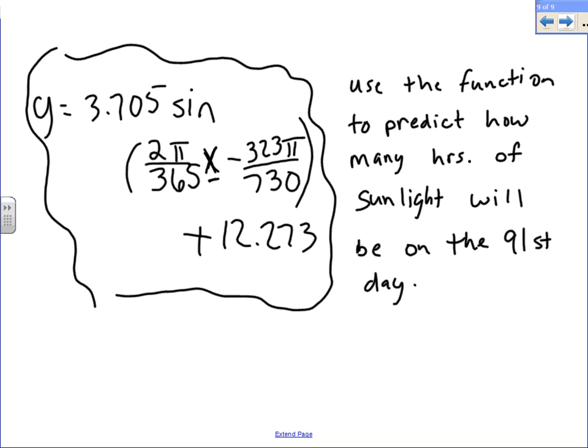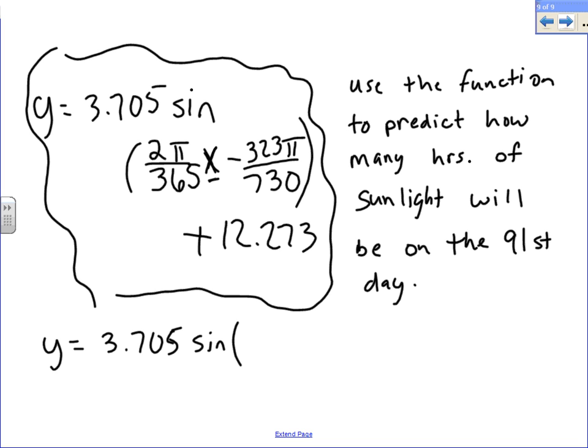Now that's a lot of calculations to do there. So what I'm going to do is rewrite this and put these as decimals, but I'm going to store them on my calculator. This would make it a lot easier for you to do. So I got 3.705 times the sine. Okay, and so now what I'm going to do is 2 pi divided by 365, and it'll be times 91. I'm going to do that all on my calculator here.